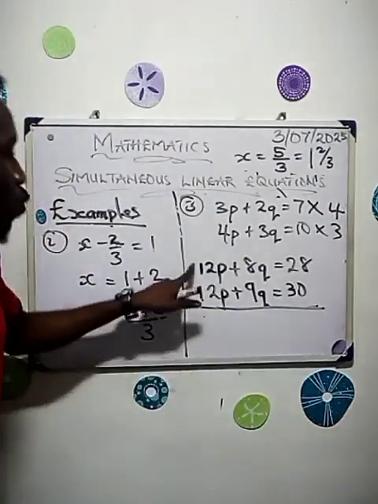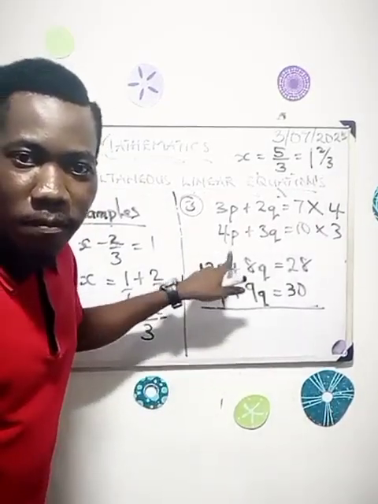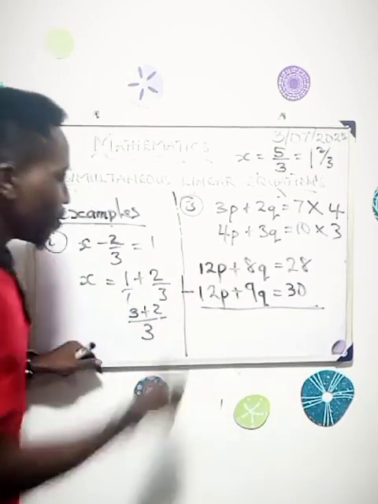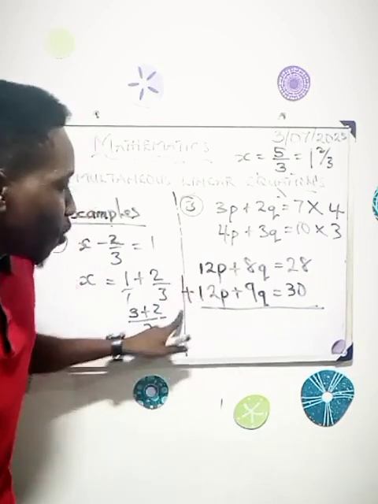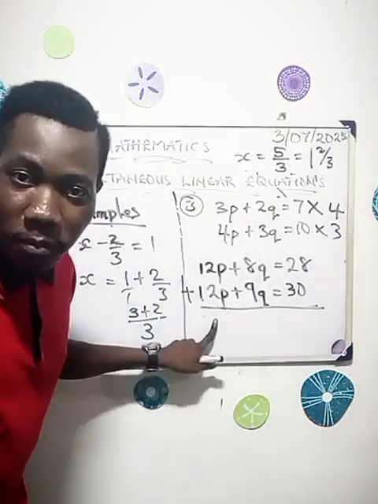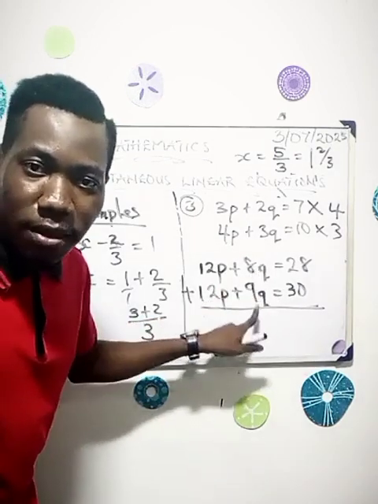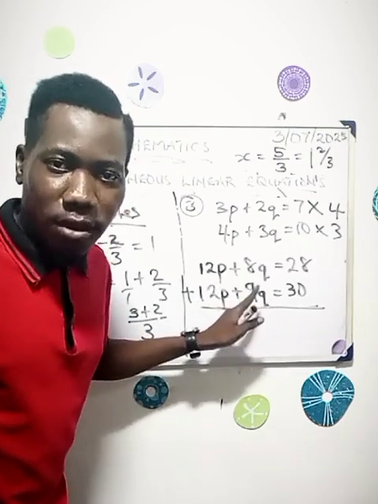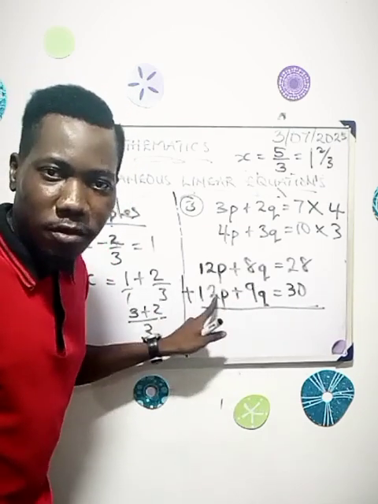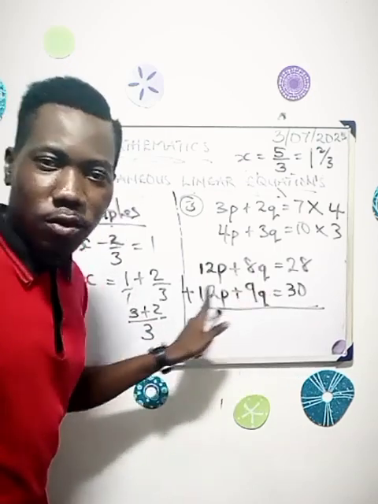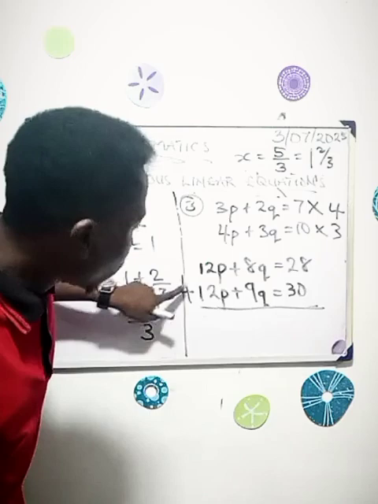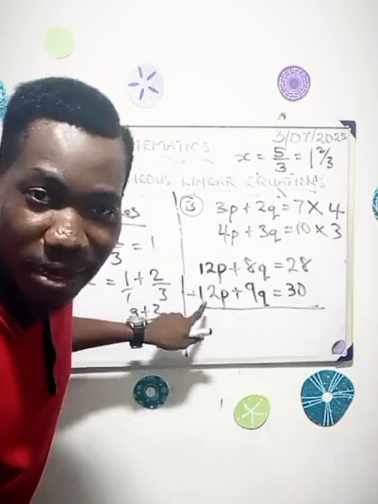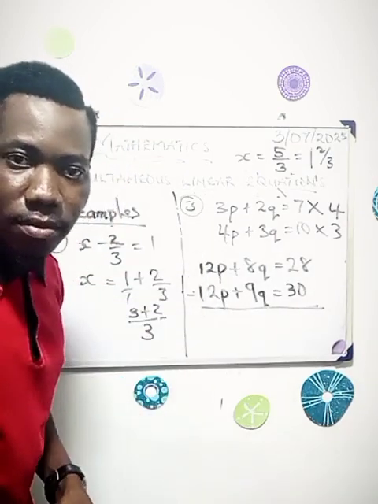Now subtract. So 12p minus 12p. No, that was plus. Now, are you following at all? That was when you have plus. 12p plus 12p will give you 24p, right? 8q plus 9q will give you 17q. That was addition. But that's not what we are supposed to do. We are not supposed to add. We're supposed to subtract. It is only in subtraction that this p will be eliminated.